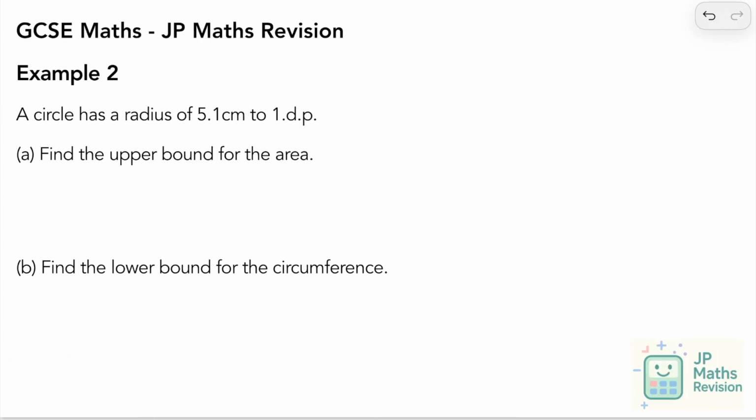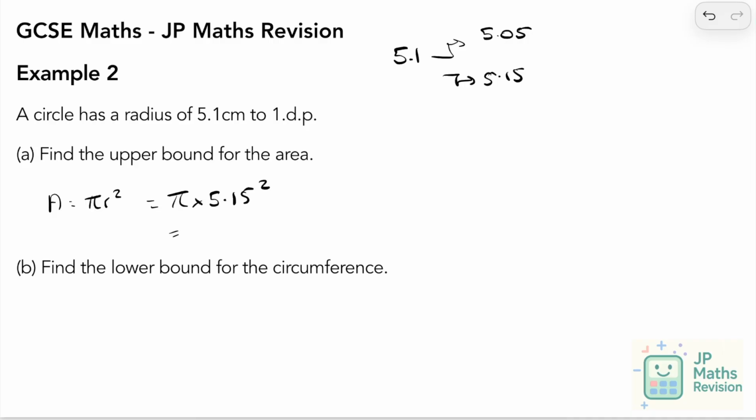So this question here, we have a circle with a radius of 5.1 centimetres to 1 decimal place. We need to find the upper bound for the area. So the first thing I'm going to do is I'm going to write out the bounds for 5.1. So 5.1 is going to be between 5.05 and 5.15. And we want to find the upper bound for the area. So the area of a circle is given by pi r squared. So if we want to find the upper bound, we're going to do pi times the upper bound of the radius, which is 5.15 squared. So pi times 5.15 squared, that's going to be 83.3.